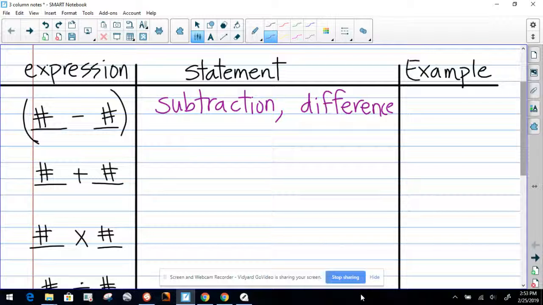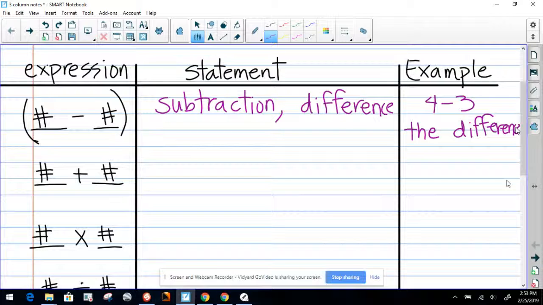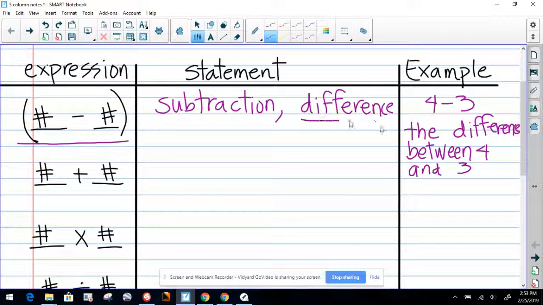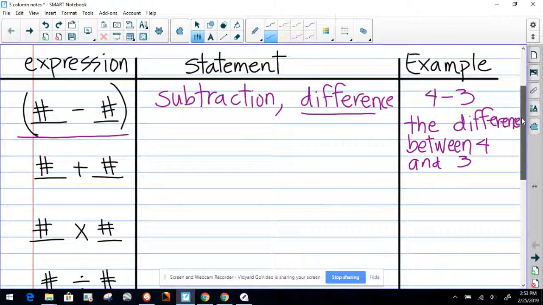Because when you're writing the statements, and let's say you have 4 minus 3, we call these two numbers the difference, right? So this will be the difference between 4 and 3. So that will be the example of when you see something like this, you will call that a difference, and this is how you would write it with the actual number.